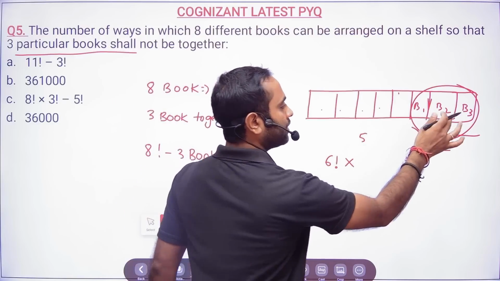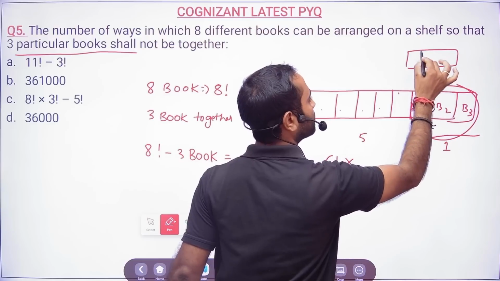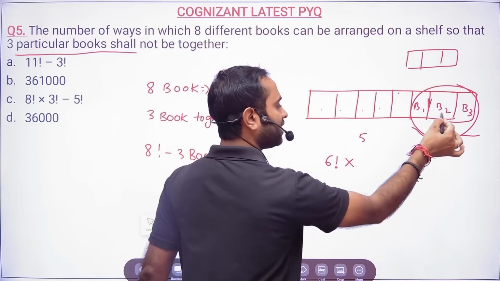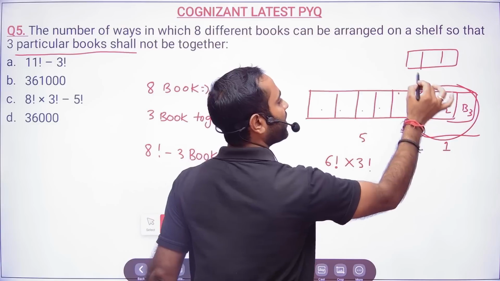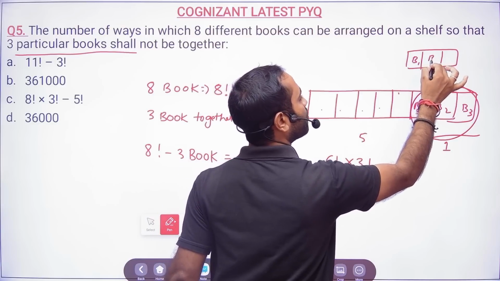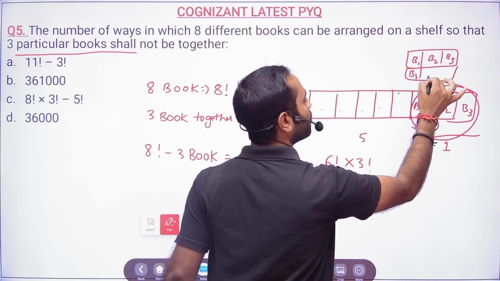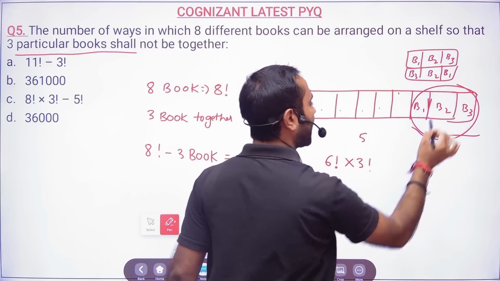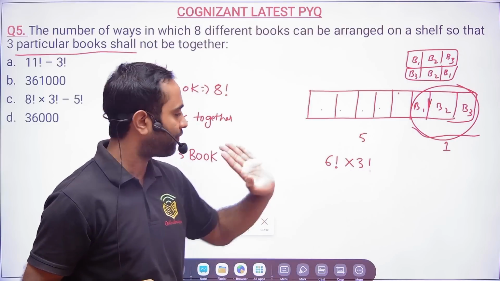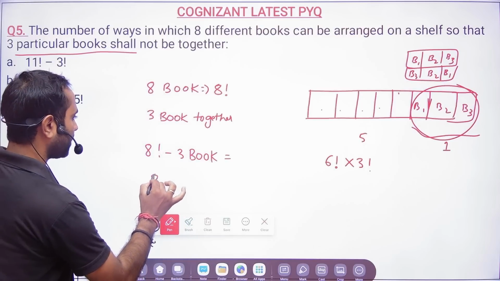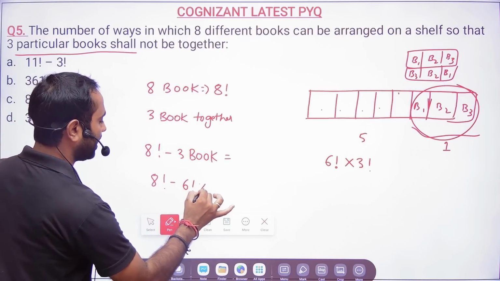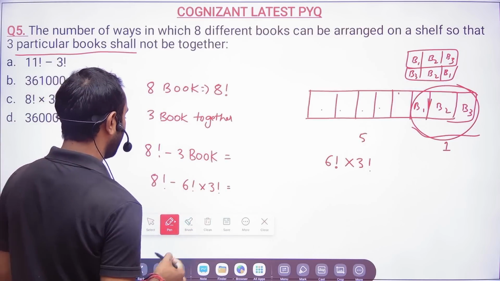Now these books among themselves can be arranged in 3 factorial, right? Because book 1 will come here, book 2, book 3. Then again book 3 can come here, book 2 can come here, book 1 can come here. So that will be arranged in total 3 factorial. So 8 factorial minus 6 factorial into 3 factorial will give you the answer.